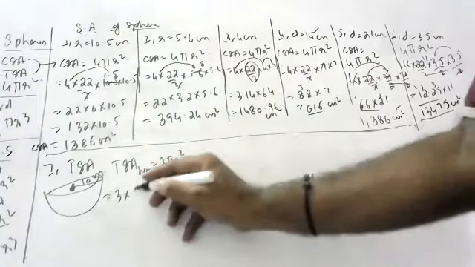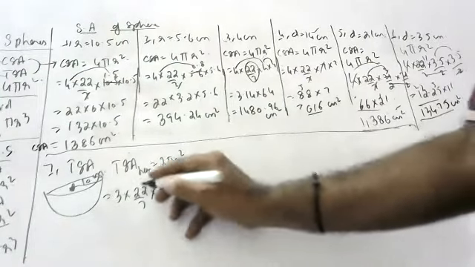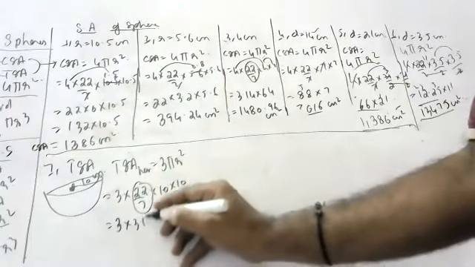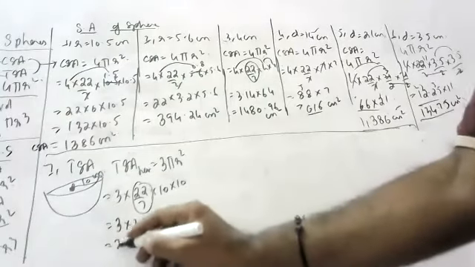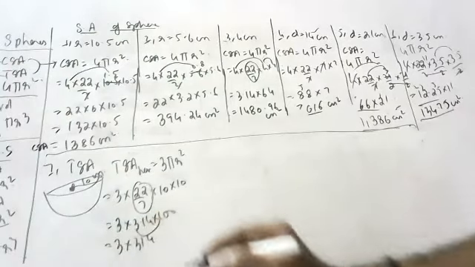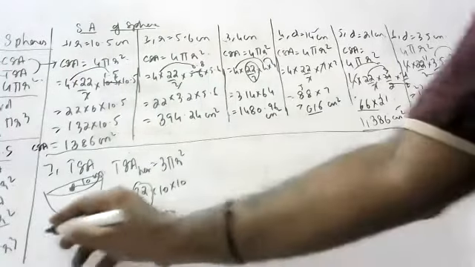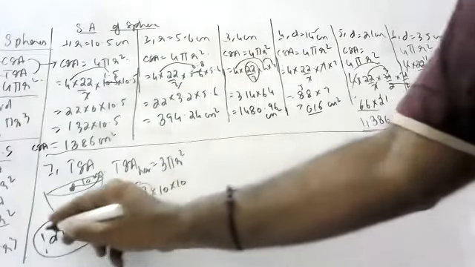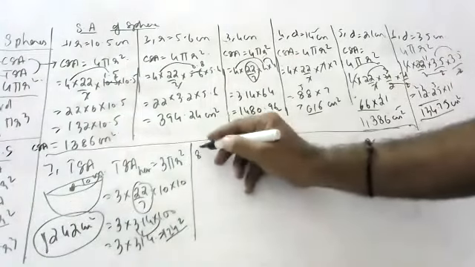Okay, now this, how much? 3 into 22 by 7 into 10 into 10. What will we do? 22 by 7 we will take as 3.14. 3.14 into 100 is how much? 314. 314 into 3 is how much? 942. 1, 2, 4, 2... centimeters square. I hope everyone is copying. No one is sitting idle. Everyone should copy. So the TSA of hemisphere is 1242 centimeters square. Next, Larry.